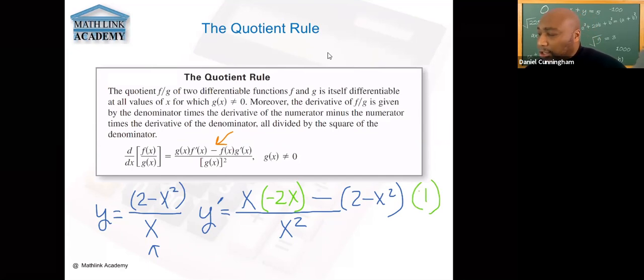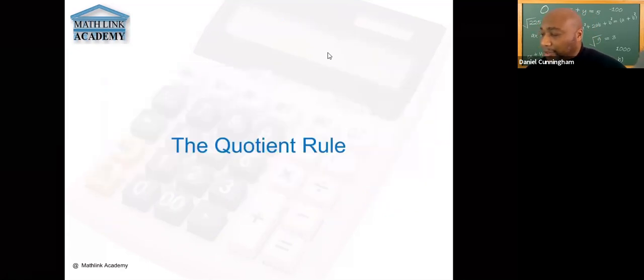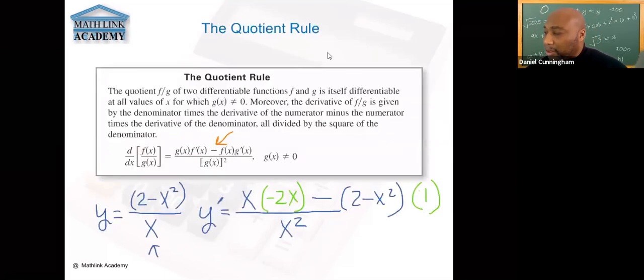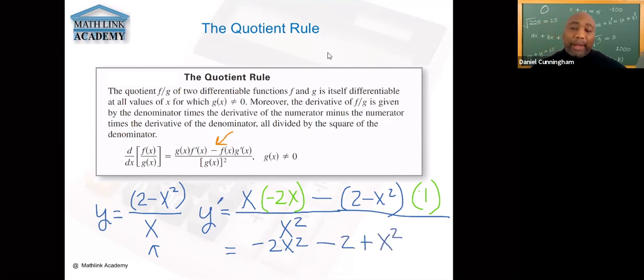Okay. Now, what you'd like to do is simplify the numerator. So in this case, I'm just multiplying x times negative 2x. That would give me a negative 2x squared minus, and now notice that minus is with everything after the parentheses. So this would be a minus 2 plus x squared. Now anything multiplied by 1 is itself. And then the denominator on the bottom is x squared.